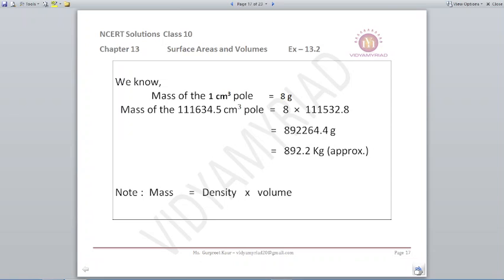Now we are also told that the mass of 1 centimeter cube pole is 8 grams. So mass of 11635.5 centimeter cube will be, we will just multiply it by 8. So this information is in grams. We can convert it into kgs for the convenience. That comes to 892.2 kgs.